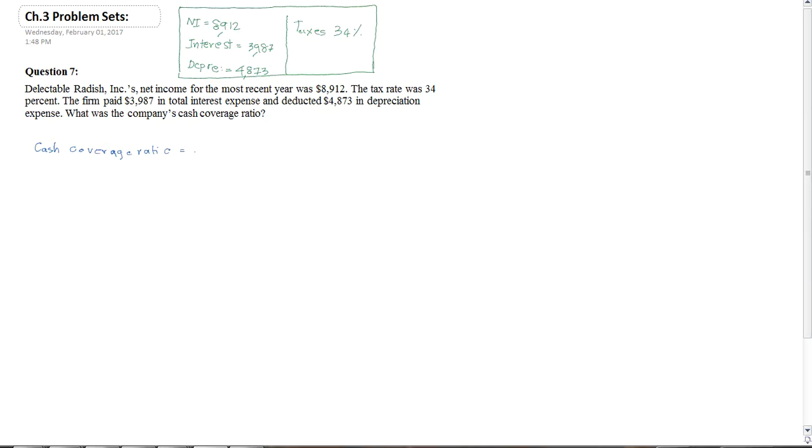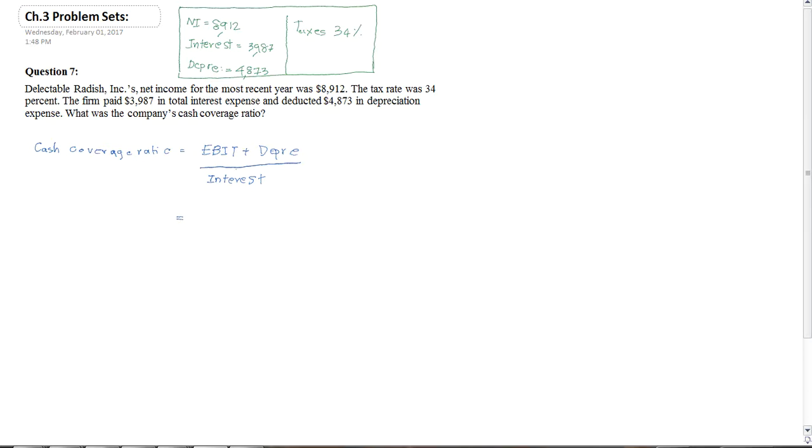The formula for the cash coverage ratio comes from earnings before interest and tax plus depreciation. Since depreciation is a non-cash item, we adjust the earnings before interest and tax with it to get the real cash earnings that are going to be used to pay interest, and the denominator is basically the interest payment.